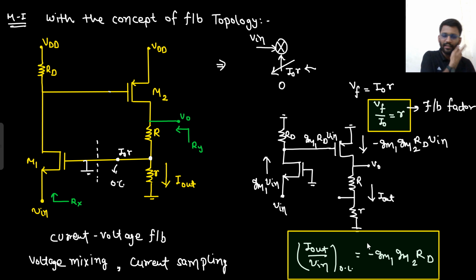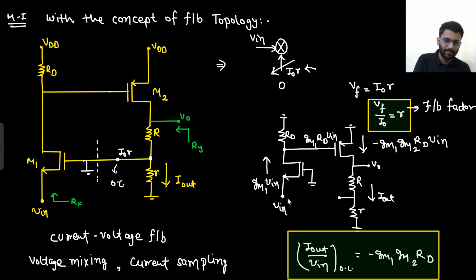Very good. So this was the open loop gain. This is the feedback factor. Let's find open loop input resistance. R in open loop. What is that? Simply you can see from here. That is 1 by GM1.